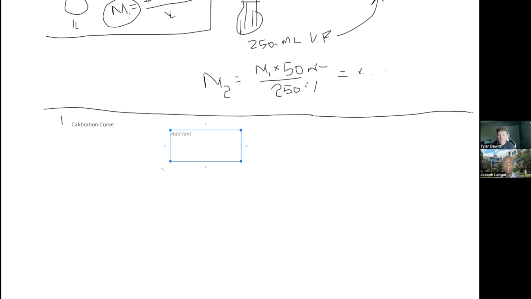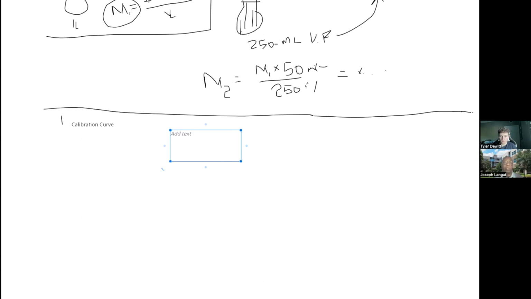489. And then the other one is what? 0.735. And then this one was what? 0.978. And then this one is what? 1.222. These are the absorbance values, so that you know what they are.